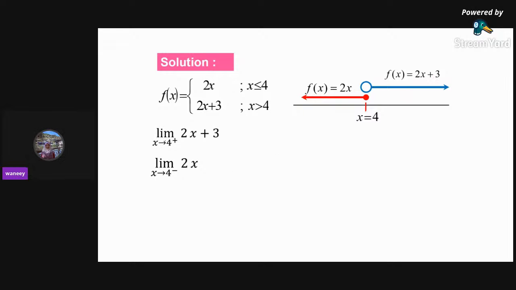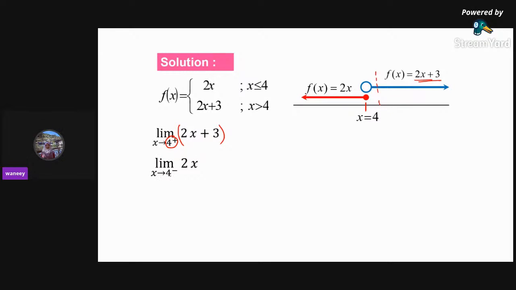So now we're going to check the limit as x approaches 4 from the right hand side and then the limit as x approaches 4 from the left hand side. Right, so 4 from the right hand side. If you refer to here, this is x equal to 4. On the right hand side of 4, the function is f(x) equal to 2x plus 3. That is why over here, we are using 2x plus 3.